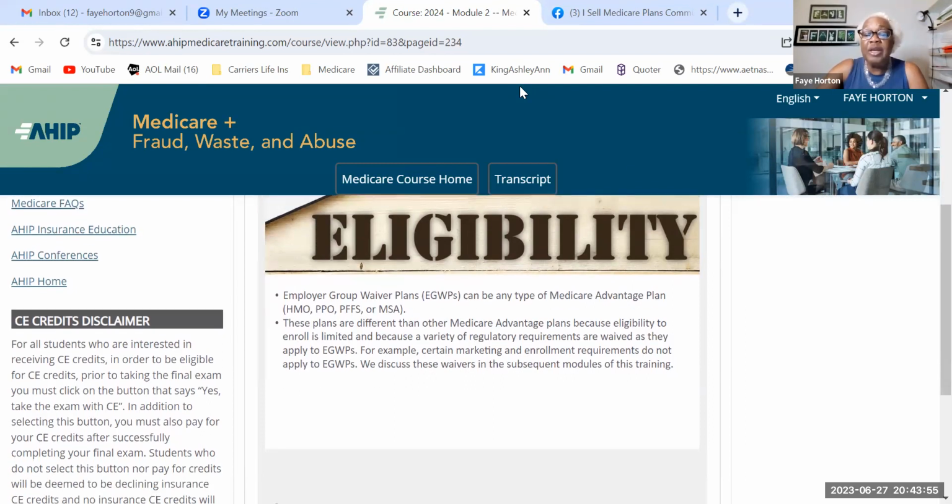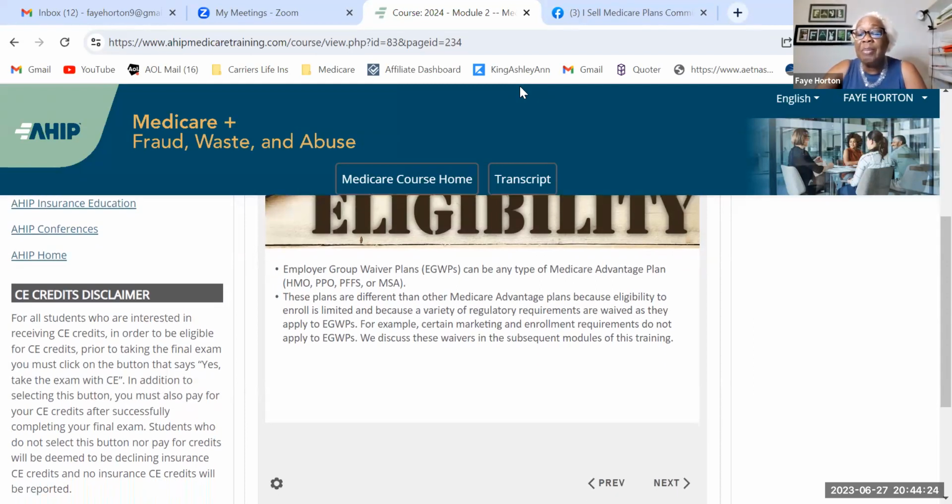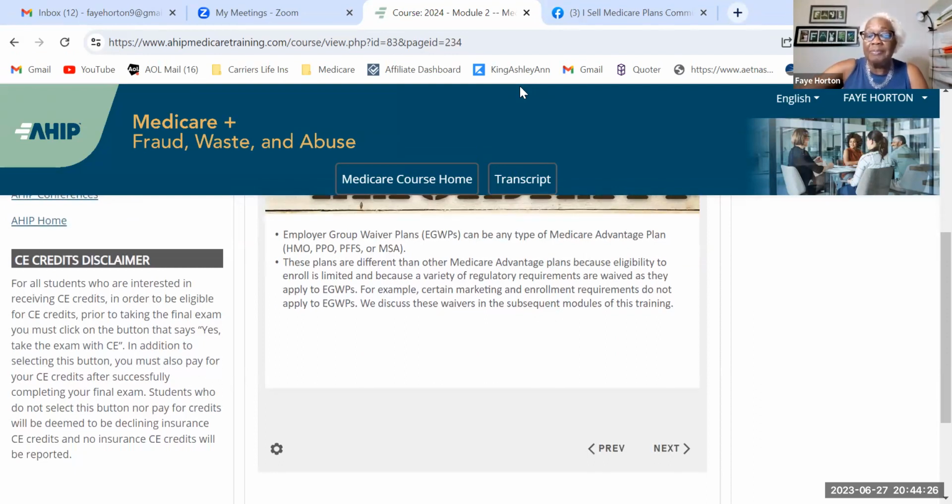These plans are different than other Medicare Advantage plans because eligibility to enroll is limited, and because a variety of regulatory requirements are waived as they apply to the EGWPs. For example, certain marketing and enrollment requirements do not apply to the employer group waiver plans. We will discuss these waivers in subsequent modules of the training.